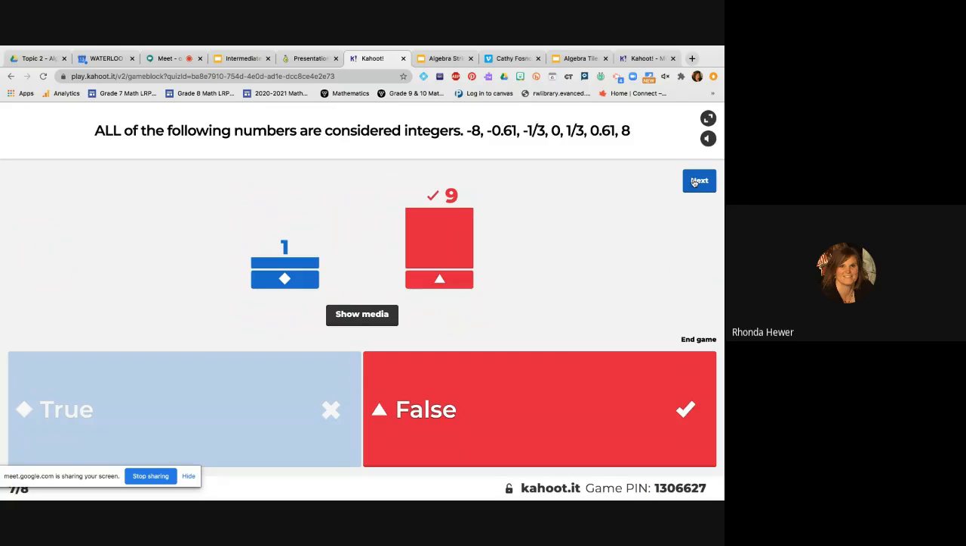Correct. That is false. So the decimals and the fractions are not considered integers, nor is the 0. Those would be considered rationals, not integers. Integers are basically, you can think of them as whole numbers, positive or negative whole numbers.